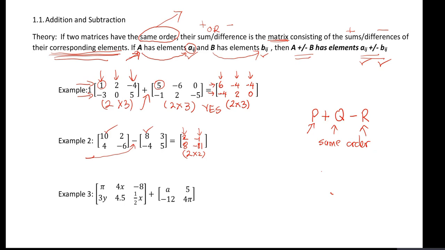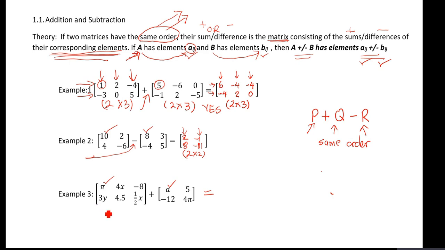So let's check example 3. Let's start adding pi. That's the first entry. Pi, I'm adding it to A. So that's pi plus A. Is that correct? No, of course not. Are you following procedure? No, I am not. What must I check for first? Same order.